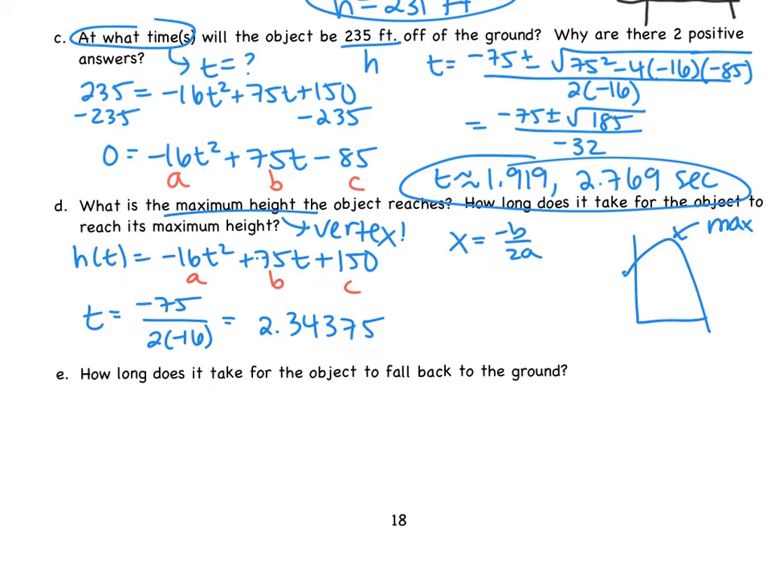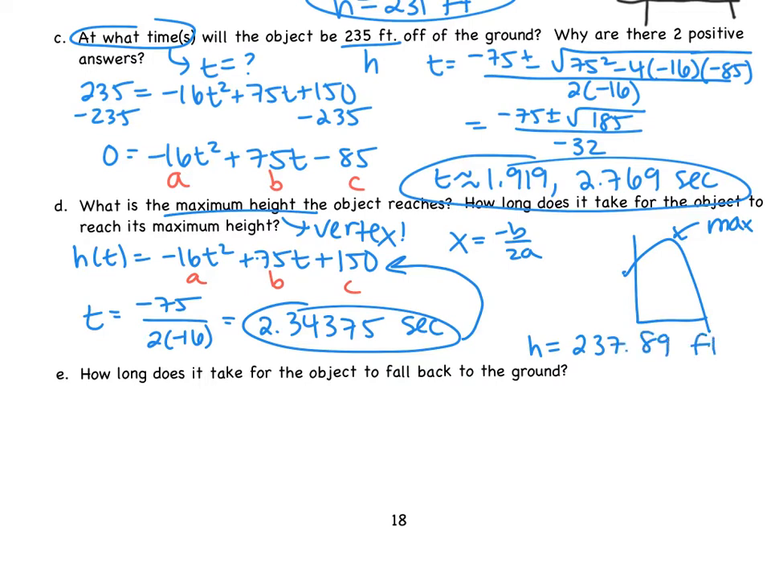Now, remember that that's the time. So how long does it take for the object to reach the maximum? 2.34375 seconds. Now, we also want to know what the maximum height actually is, so we're going to have to plug that in. So what you're going to do is you're going to plug that value into your vertical motion model that we wrote at the beginning. If you trust me, it ends up being 237.89 feet. So that is the maximum height that the object reaches after 2.34375 seconds.